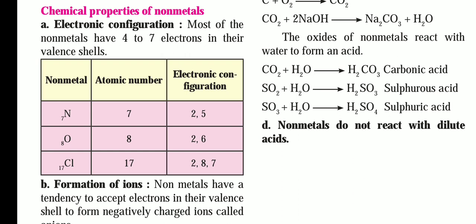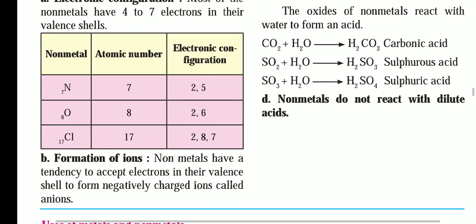We first studied that in metals, 1 to 3 electrons are there in the valency shell, in the last shell. And in non-metals, the electronic configuration means 4 to 7 electrons in the valency shell. Here some examples are given, we will see them.